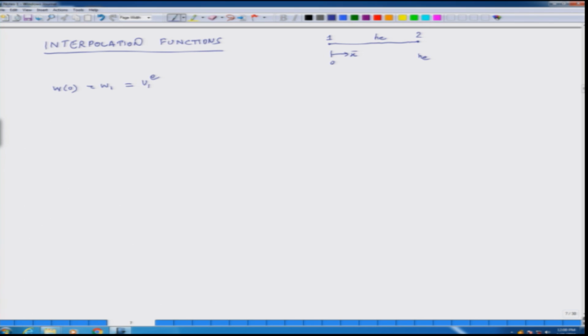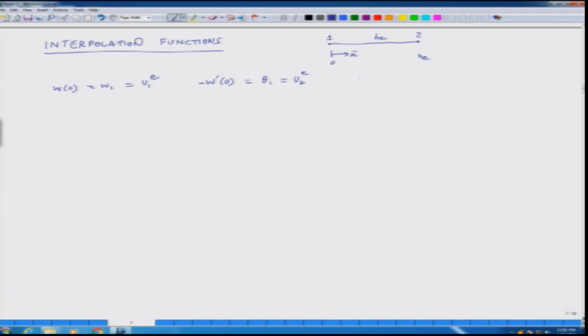So, U is a general notation for a degree of freedom. The second degree of freedom is the slope at 0, and it is not just the slope, it is the negative of the slope, and this is equal to some angle theta at location 1, and this I will call U2E. So, I have U1 and U2 located at node 1, 2 degrees of freedom at node 1, U1 and U2.